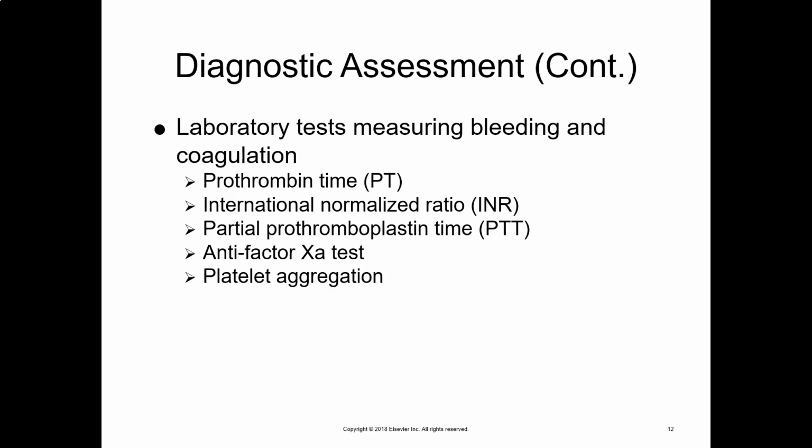On this slide, PT, PTT, INR, the anti-factor 10A, and the platelet aggregation is what you would need to be aware of.